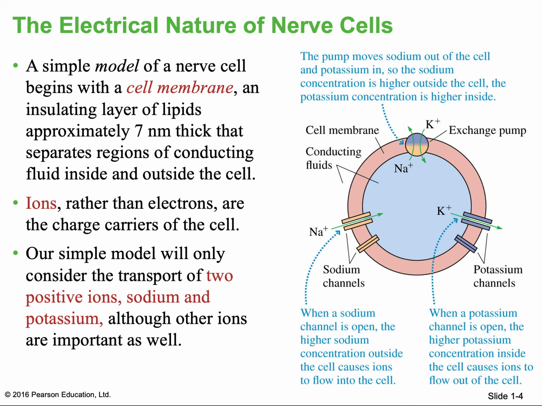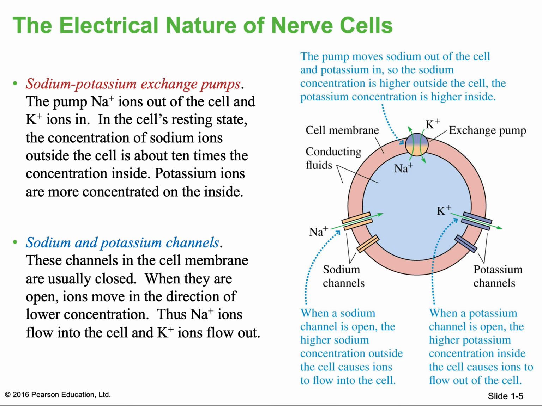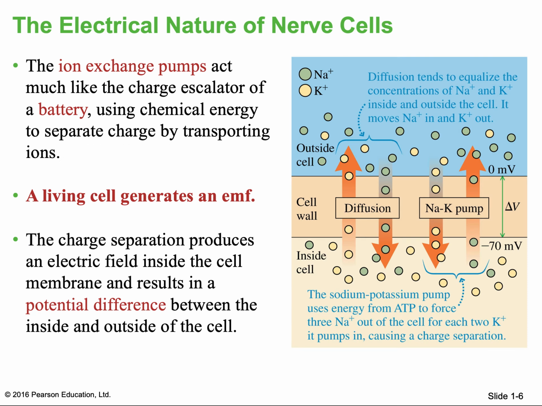To maintain the resting membrane potential of negative 70 millivolts, we have sodium-potassium pumps, which pump 3 sodium ions out for every 2 potassium ions they pump in. You can see that there are also sodium and potassium channels which allow these specific ions to flow down their electrochemical gradient when a nerve cell fires.